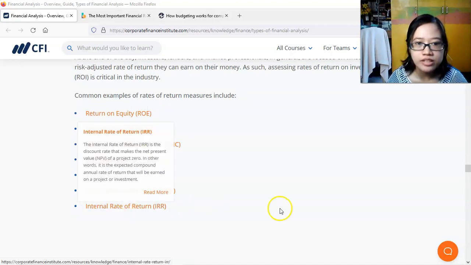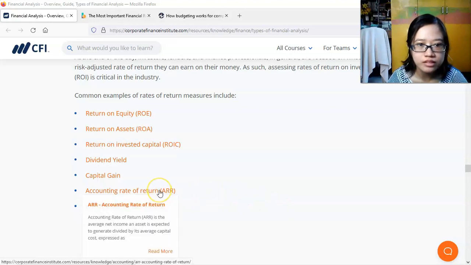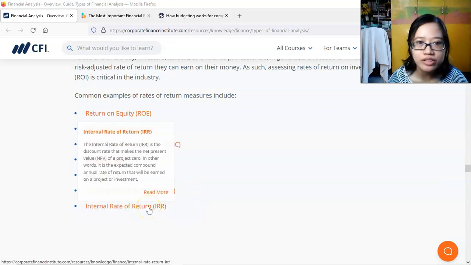Accounting rate of return. Average net income an asset is expected to generate divided by its average capital cost. This one is a bit advanced, so banggitin na lang natin. Internal rate of return, ganun din, medyo advanced. And this one would take into account yung time value of money din. So kukumpitin mo pa yung net present value. So, gagamit tayo ng formula ng present value to compute this.